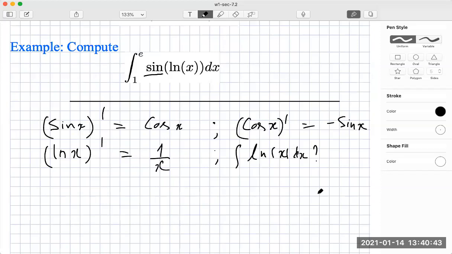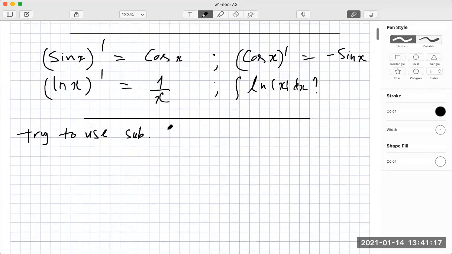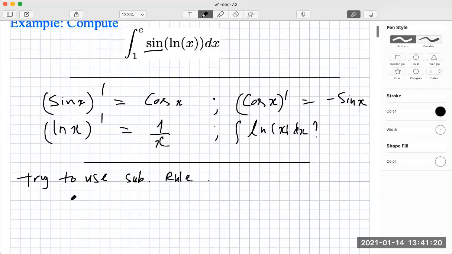We have studied the substitution rule and integration by parts, right? Integration by parts seems to be not applicable in this case right now. Let us try to do substitution. Very good, Alok. Thank you. So how can we define it?